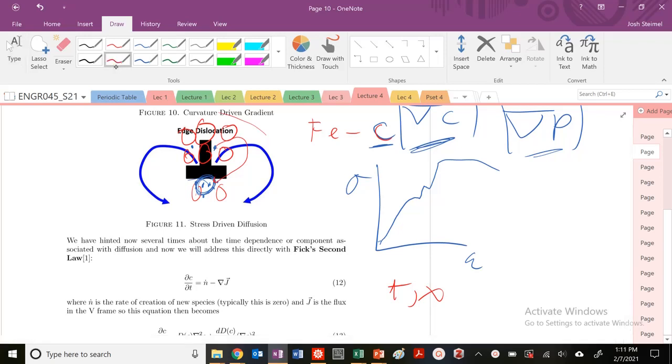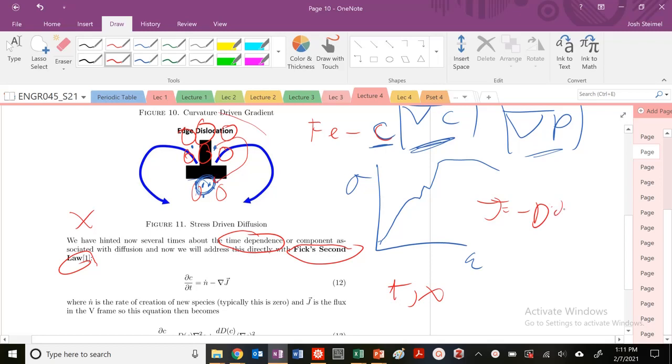Back today, and we're going to talk about Fick's Second Law. So we've been hinting that there is some time dependence in addition to our typical Fick's First Law, for example, that the flux is equal to minus D dC/dx in 1D. So in addition to this concentration gradient, or grad C, there's also going to be some time dependence. So our concentration will vary as a function of distance and also time.